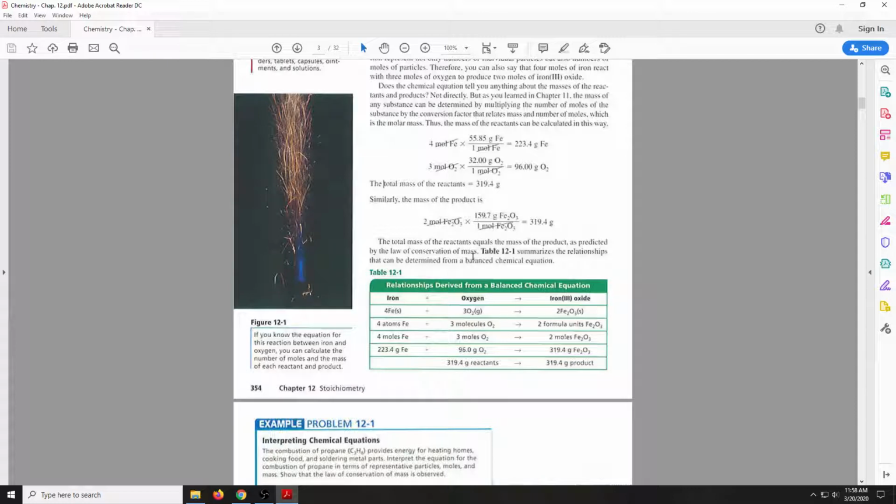Well, let's see if that makes sense. Let's look on the right. If we have 2 moles of iron oxide, how much mass do we have? Well, we have to multiply that by the molar mass of iron oxide. And now you're thinking to yourself, I forgot how to find the molar mass. Well, remember, you can look on the periodic table for each of these elements, right? So let's go ahead and do that.